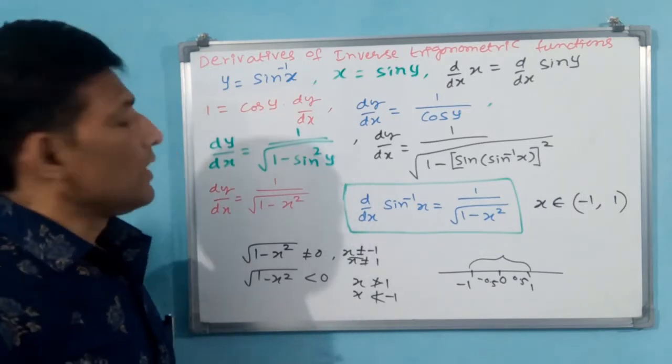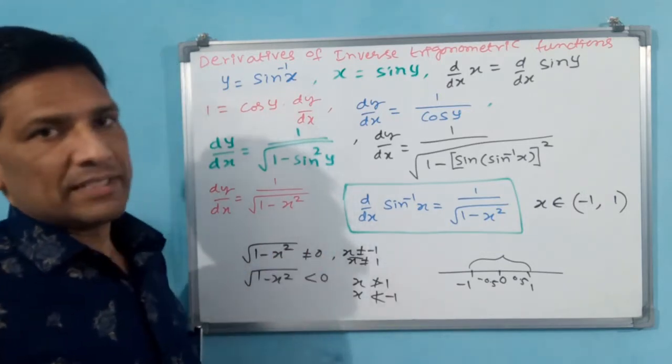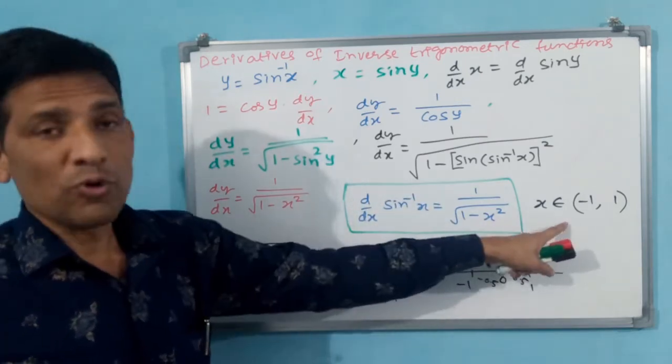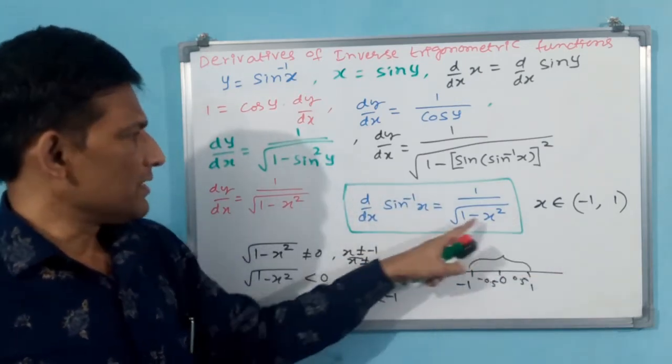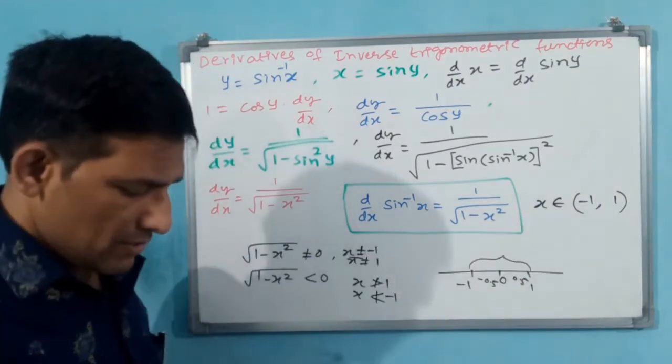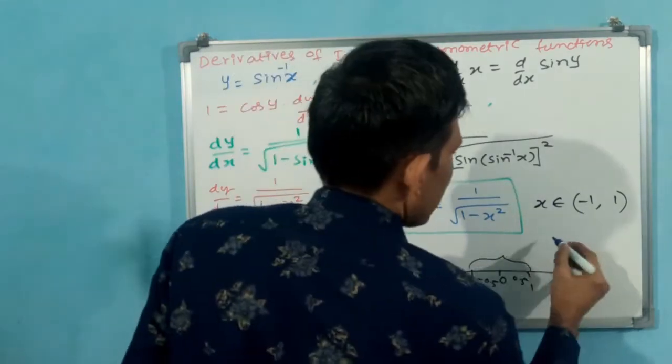Okay, let us proceed to cos inverse x. First you take this standard, then we go. This also you note down. Domain: x belongs to minus 1 to 1, and this minus 1 to 1 is not included.